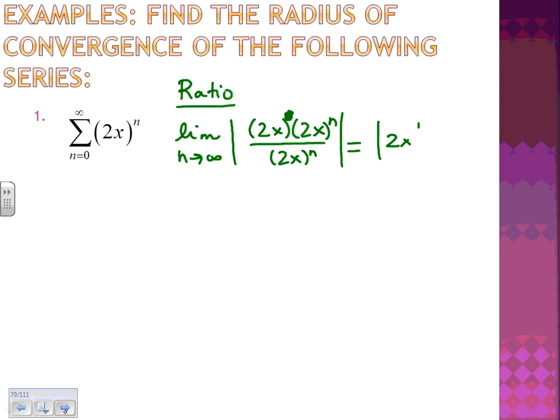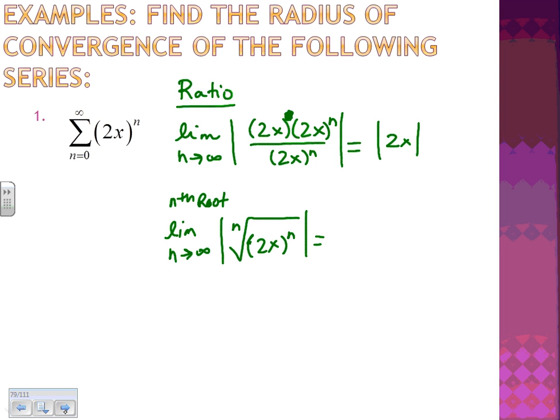2x. Let's say that we had done the nth root. If I had done the nth root, I'm going to take the limit as n goes to infinity of the absolute value of the nth root of 2x to the n, right? And again, what do you get out? Absolute value of 2x. So either way, you would be fine if you saw either one of those.